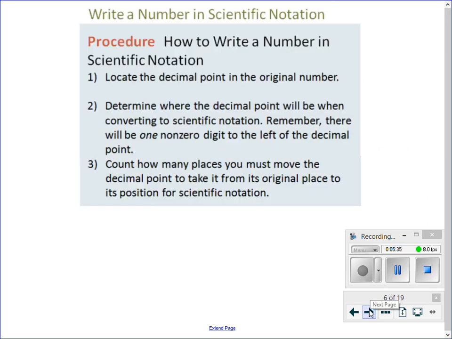So to write in scientific notation, you locate the original decimal point, and you have to convert it. Remember, you have one non-zero digit left of the decimal point. So, for example, 5.7, -1.8, 9.9, these are all good.